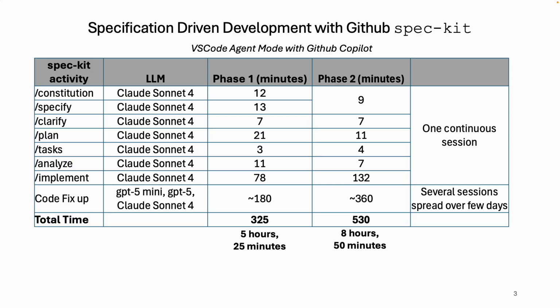This table summarizes the Spec-Kit activities across phase 1 and phase 2, documenting how much time each step took to complete. Each row represents a specific activity in the specification-driven development flow, such as defining specifications, generating a test plan, implementing code, and running tests. The LLM column identifies which large language model was used by GitHub Copilot for that activity, and the two time columns, phase 1 and phase 2, show the duration for each stage in minutes.